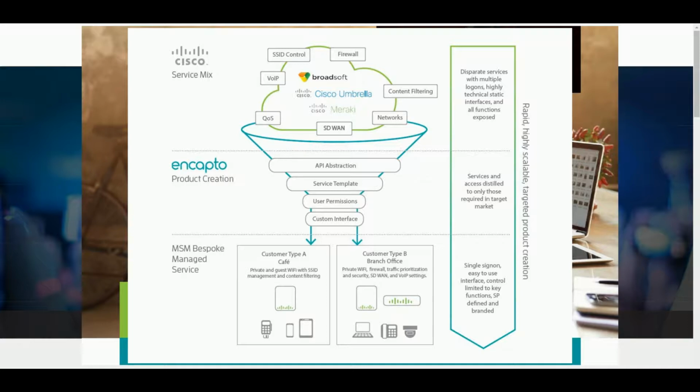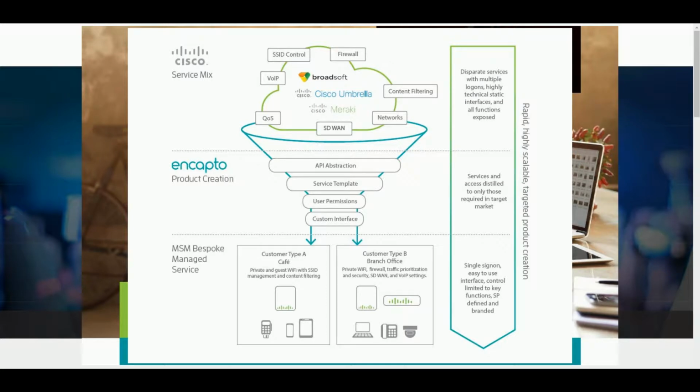Encapto MSM empowers the service provider to define managed services that will meet the needs of different businesses. This can be from a cafe wishing to provide only guest Wi-Fi through to a branch office requiring more sophisticated security features. You are able to use service templates. This will enable delivery of multiple out-of-the-box services tailored to the needs of the different markets and to replay configurations at massive scale to allow ease of deployment.